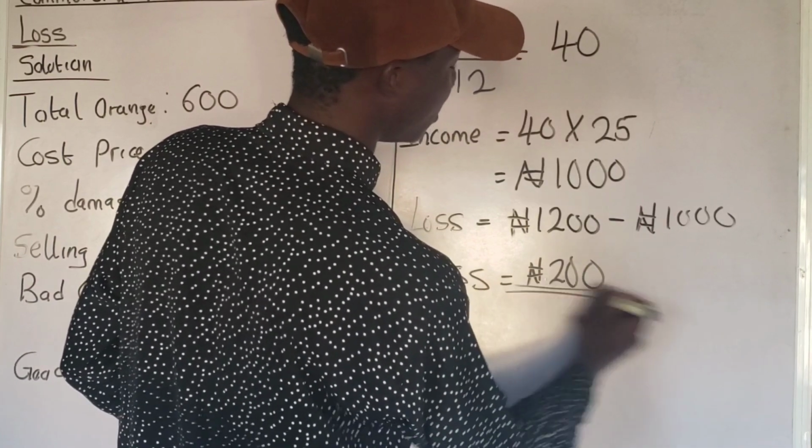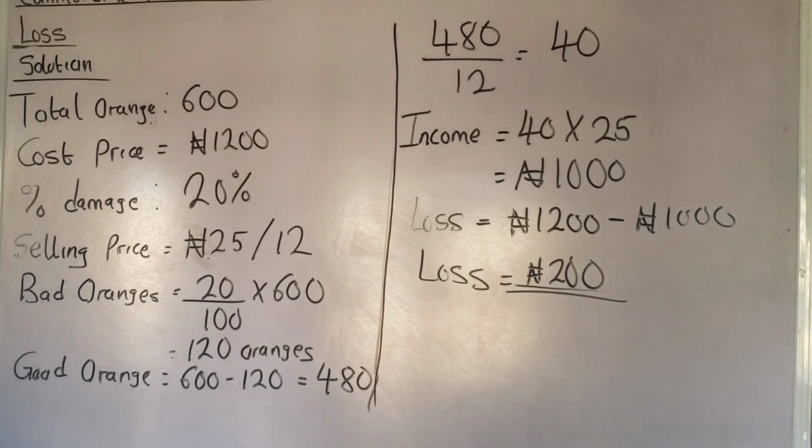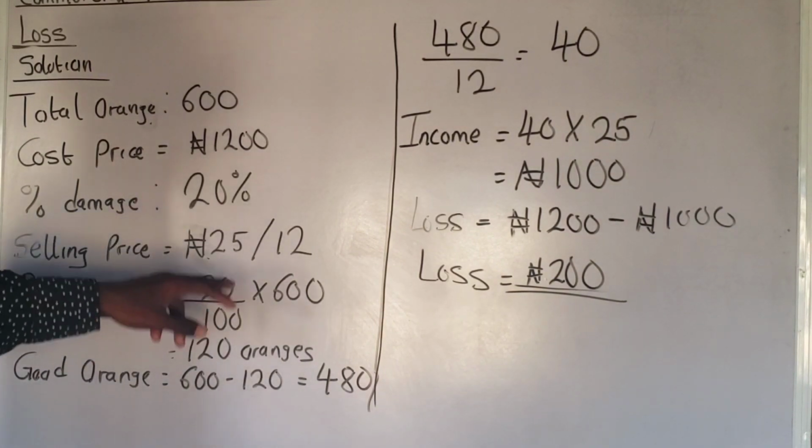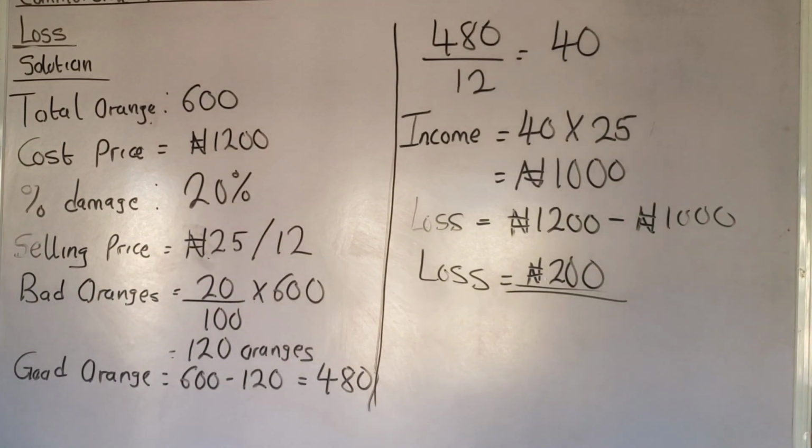So the loss here is equal to 200 naira. That is the loss that the seller incurred, and the reason was that 20% of the total oranges got damaged. They got bad. Okay? So that's the solution to that question.